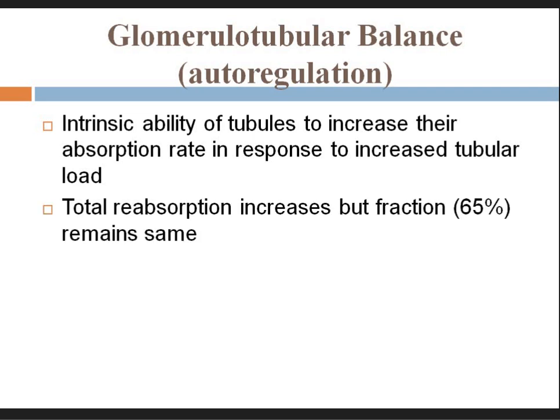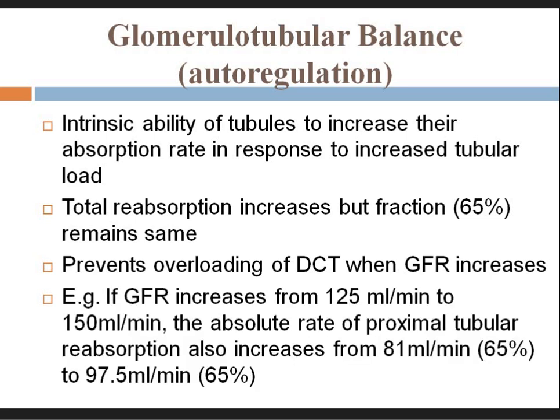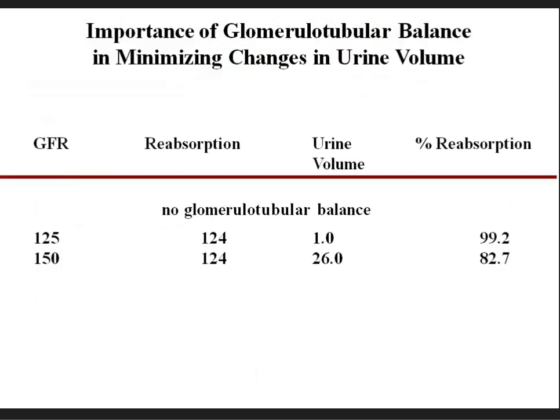And this total reabsorption increases, but the fraction of this reabsorption remains the same. That means if 65% is being reabsorbed from the PCT, that fraction of 65% will remain the same. And it helps in preventing the overloading of the DCT when GFR increases. I have given you this example, and I'll be explaining how this is helping.